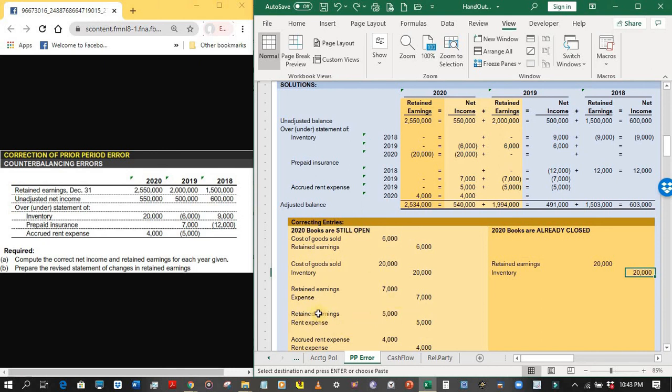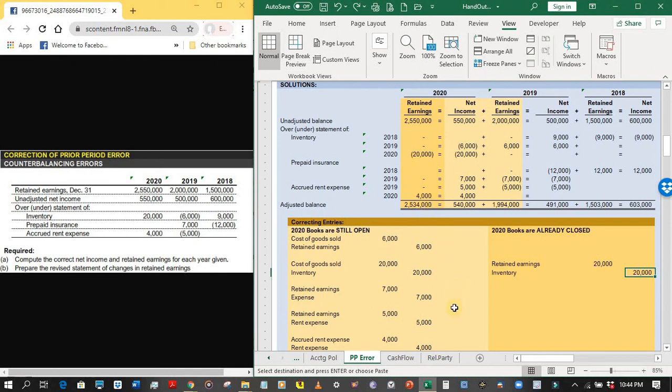The 5,000 pesos is debit retained earnings and credit rent expense. Again, between the two, the nominal account is the rent expense. And if this entry will be recorded when the books are already closed, the rent expense will be replaced by retained earnings. And again, both debit and credit will be retained earnings. That is why there is no more need to prepare the correcting journal entry for the 5,000 pesos, same as in our table, because the 5,000 has already counterbalanced at the end of 2020.